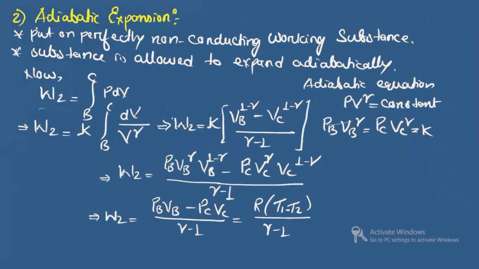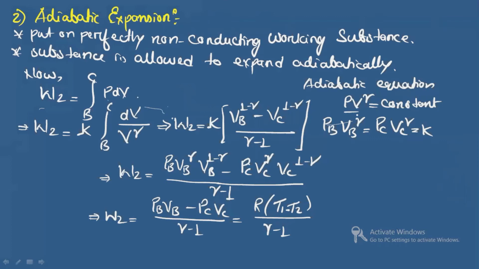Now we will see adiabatic expansion. This time the working substance is placed on the stand, and there is no exchange of heat. That means the substance is allowed to expand adiabatically. This time what will happen? The working substance is doing work by itself. Now W2 can be written as integration of B to C PdV.